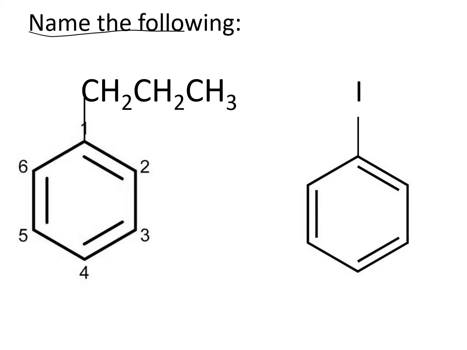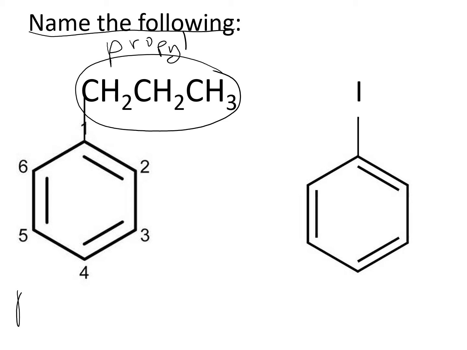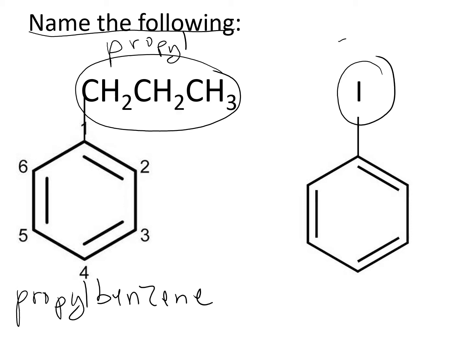Name the following benzene derivatives. The first one here, we have a propyl group attached to benzene, so the name of the compound would be propylbenzene. The second compound, we have an I attached, and I would be called iodo. So this is iodobenzene.